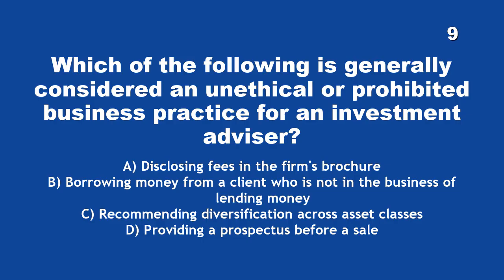Which of the following is generally considered an unethical or prohibited business practice for an investment advisor? Option A, disclosing fees in the firm's brochure. Option B, borrowing money from a client who is not in the business of lending money. Option C, recommending diversification across asset classes. Option D, providing a prospectus before a sale. The correct answer is B, borrowing money from a client who is not in the business of lending money.